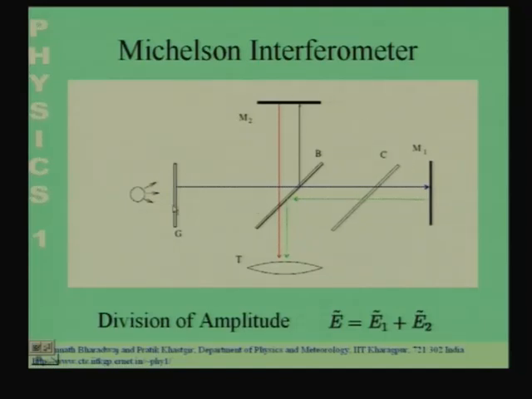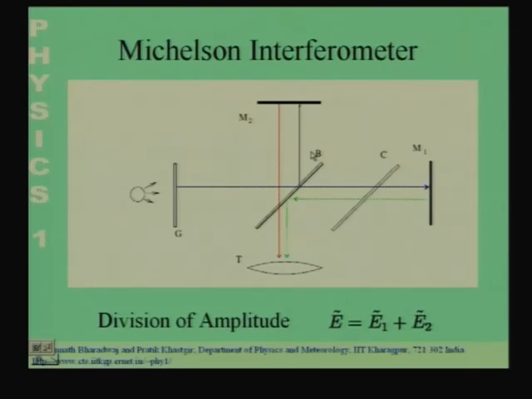So, this shows you schematically the Michelson interferometer. You have a light source which illuminates a ground glass plate. The ground glass plate has the property that it scatters the incident light into all directions. So, this is an extended source. Each point over here is a different source, and each point over here emits radiation in all directions. The radiation which is scattered forward, so this is what we are going to focus on, is incident on a beam splitter B.